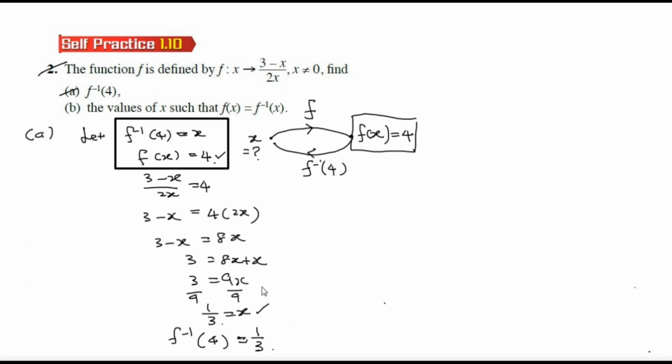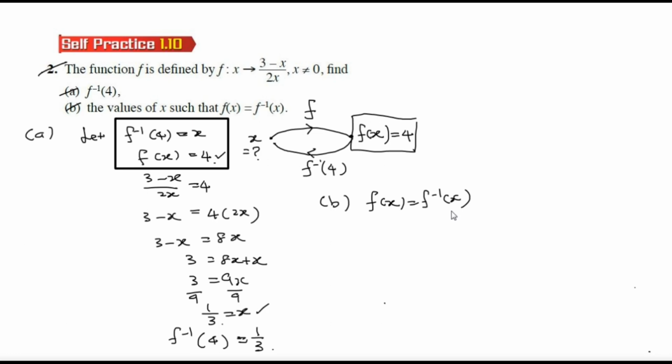Okay. B, find the values of x such that fx equals to f inverse x. Okay, B. We need to solve fx equals to f inverse x. Actually, there are two ways to solve this. Which way is easier? I show you the easier way. Hopefully you can understand it.